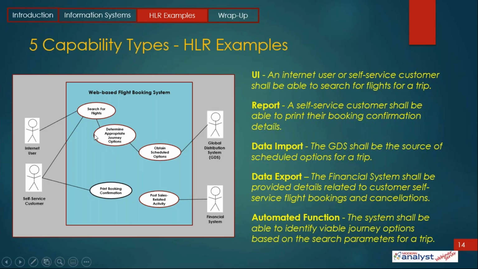And I mentioned that the system needs to do something itself. So we have an example of an automated function. The system shall be able to identify the viable journey options based on the search parameters, what's the customer looking for, and the trip and the options they have to deal with. So here are 5 high-level requirements examples, one of each of the 5 capability types. Okay, so those are the examples I have.